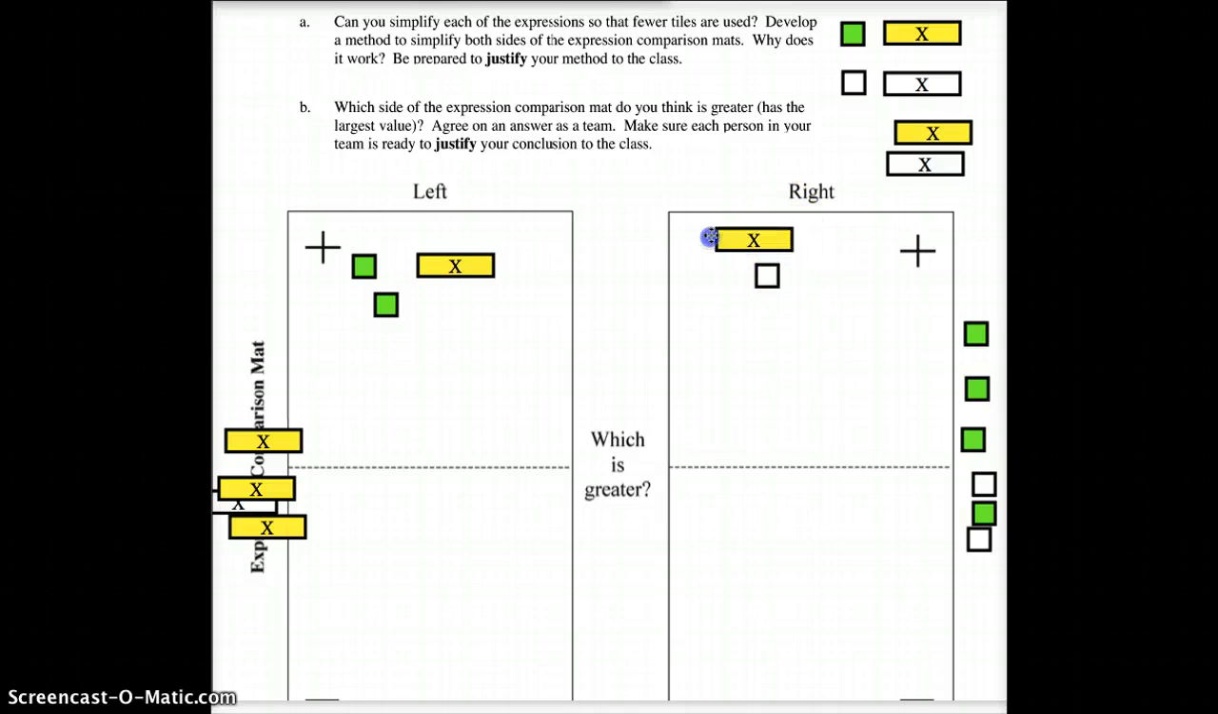Well, the x's from this side and the x from this side will do what to each other? That's right, they cancel out. So the real question becomes, what's greater, positive 2 or negative 1? And if you're thinking to yourself positive 2, then you're bright and you got it right.